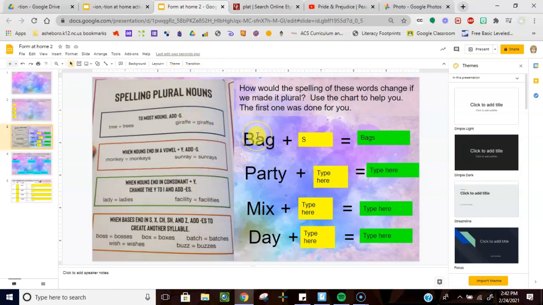I did the first word for you. The word was bag, and then I'm going to add a plural ending to it, and I'm going to make sure that it is the correct plural ending, or Miss Lawton's going to make me do it again. I'm going to type the plural ending in the yellow box, and then in the green box, I'm going to type the word with its plural ending, okay? So bag, I would just add an S to it, and then in the green, I typed in bags. You're going to do the same for party, mix, and day.